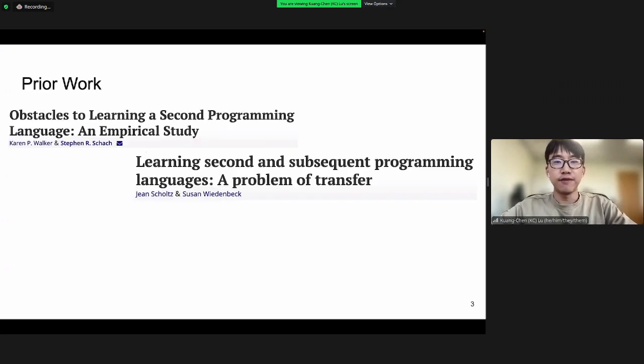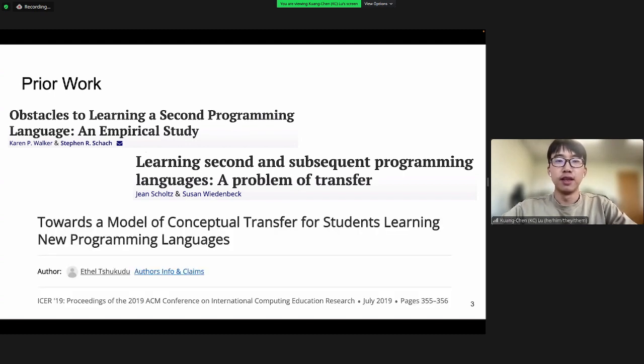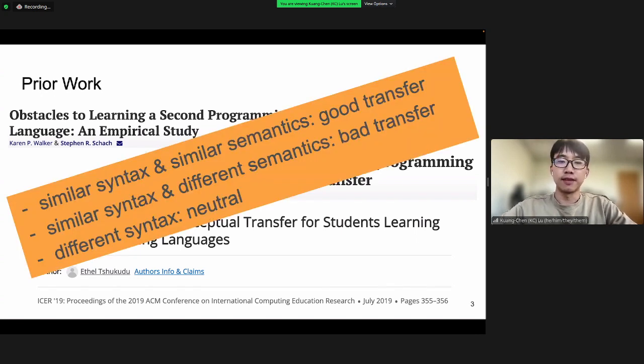Starting in the 80s, several authors studied students learning a second language after the first one. Most recently, our co-author has written several papers on this topic, which is the direct inspiration for this work. She studies transfer between two languages, and her main finding is when the syntax and semantics are similar, there's good transfer. When the syntax is similar but the semantics is different, there's bad transfer. And when the syntax is different, there's little effect. However, none of her studies involve functional programming, which is what we explore in this talk.